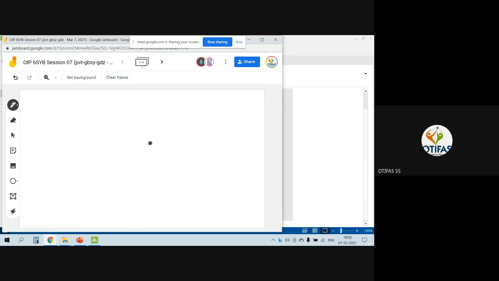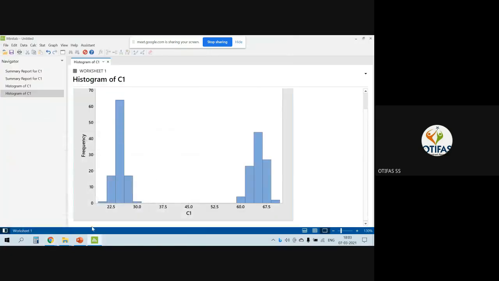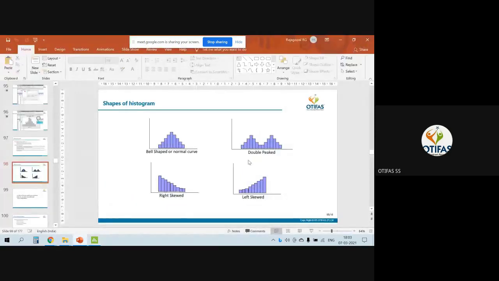Right. Now, suppose if you get a histogram like this, it means two process data are mixed. Two different sets of process data, two different means are there in this. So this is how it is. What we have to see is, we have to identify this.